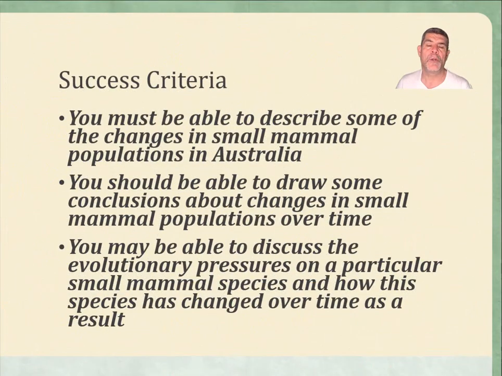So for those of you who are looking at scaling your success criteria, the basic minimum that you need to be able to do is to describe some changes in small mammal populations in Australia. A next level might be to draw some conclusions about some of the changes that have happened in small mammal populations over time. And ideally, if you can discuss some of the evolutionary pressures on particular species and how that may have led to speciation and change as a result, then you're really getting on to the sort of things that we want you to try and do in order to address this particular area.